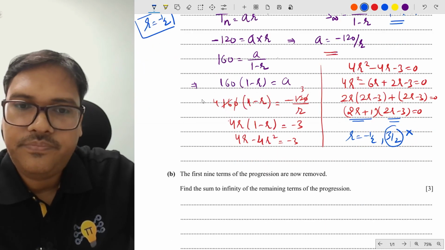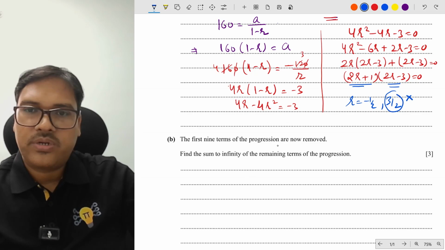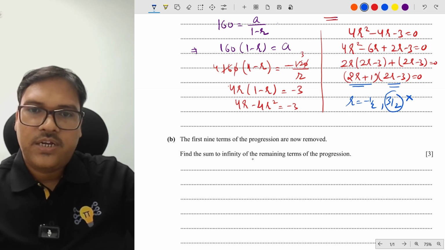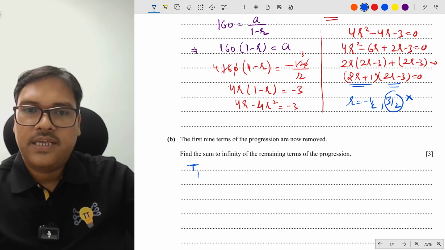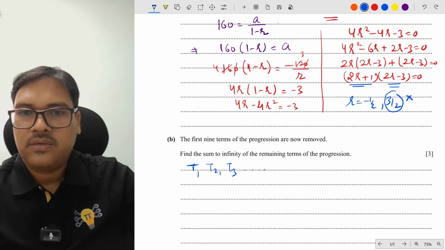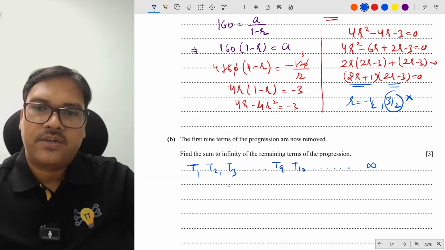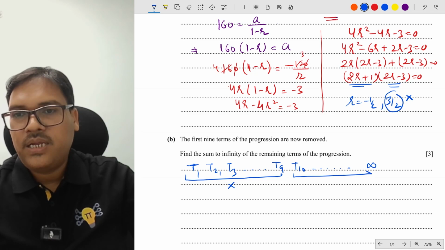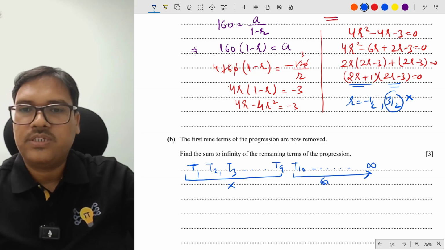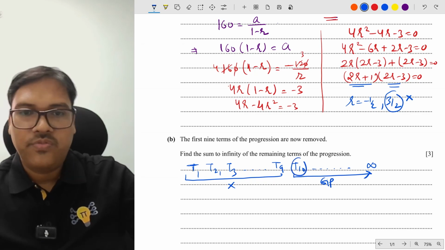Okay. So now the next part of the question is: the first 9 terms of the geometric progression are removed. Find the sum of infinite terms of the remaining terms of the geometric progression. So you see, this is T1, T2, T3, and so on. This is T9 and T10 and going to infinity. They are saying that the first 9 terms are removed. But still, if I start from T10, this will also be an infinite GP. Correct? So the first term of this GP will become T10 of this sequence.